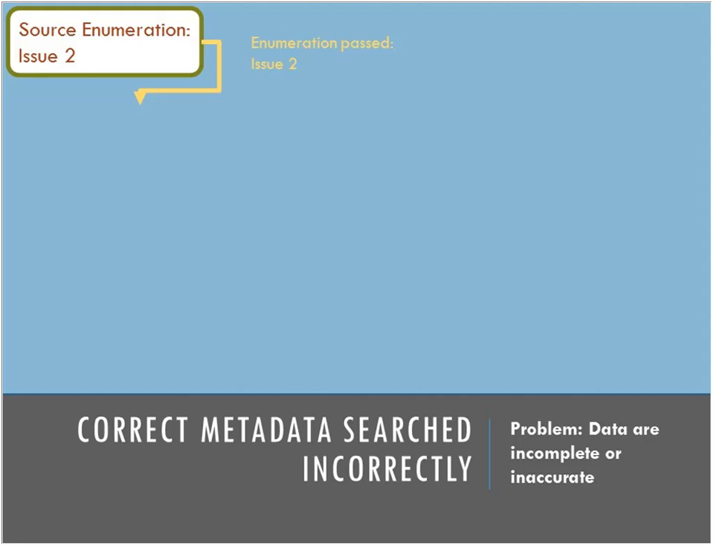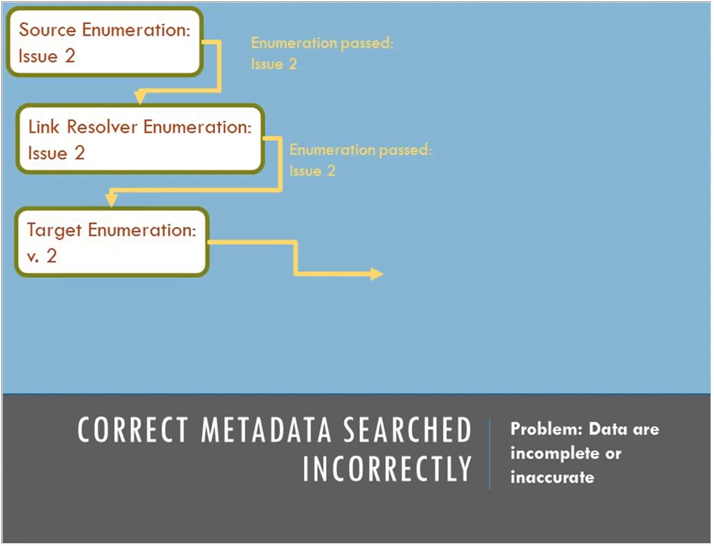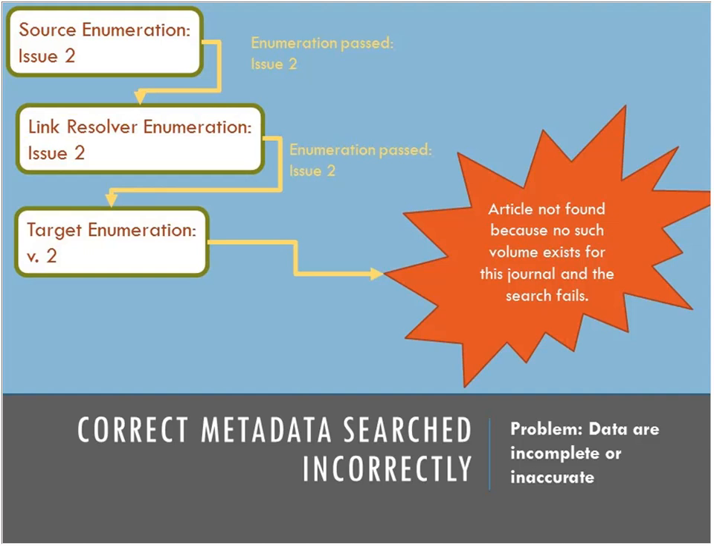However, in a number of cases identified by these canceled requests that we got from ILL, slight differences caused the search to fail. For example, a journal that has a single level of enumeration, such as an issue number, in this example issue 2, gets passed to the link resolver as issue 2. So far, so good. Then the link resolver passes this information to the target also as issue 2. Again, so far, so good. But because the target database sees a single level of enumeration, it assumes that it's a volume number, and so it searches it as a volume number. And because there are no volumes in this particular journal, it doesn't find it. Volume 2 does not even exist.